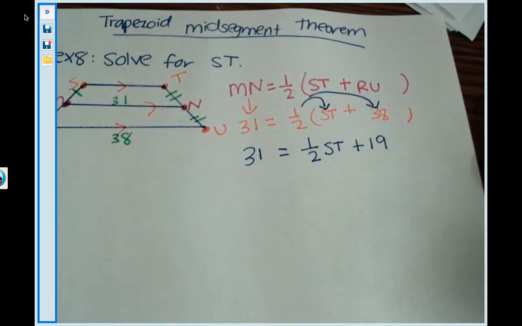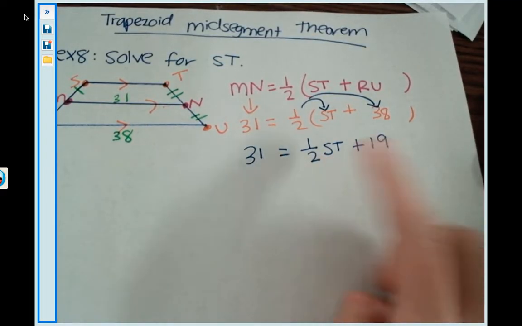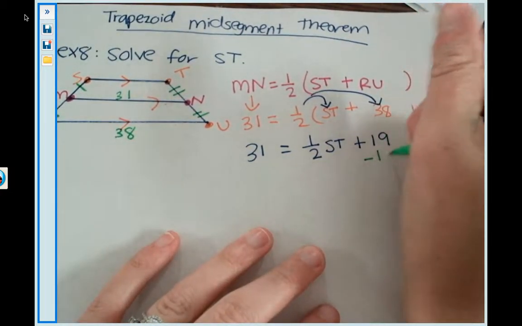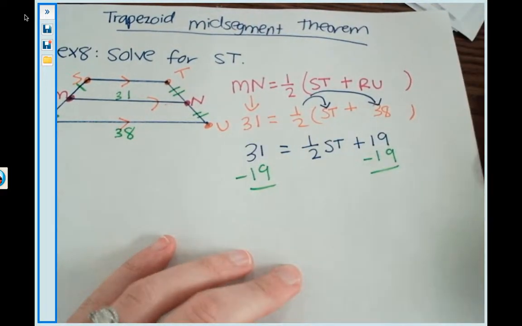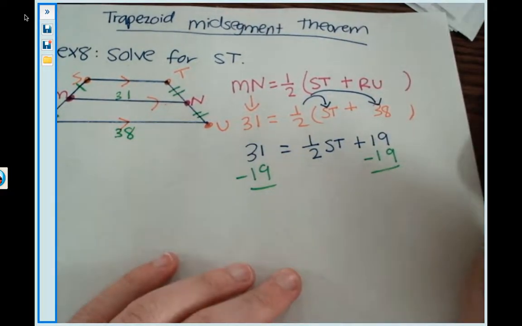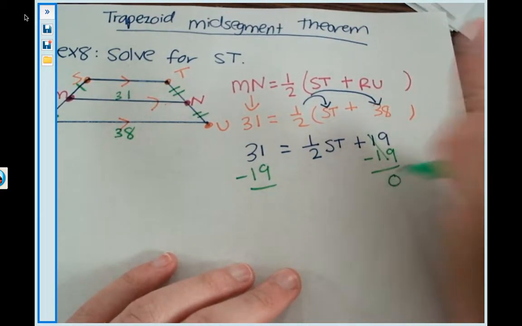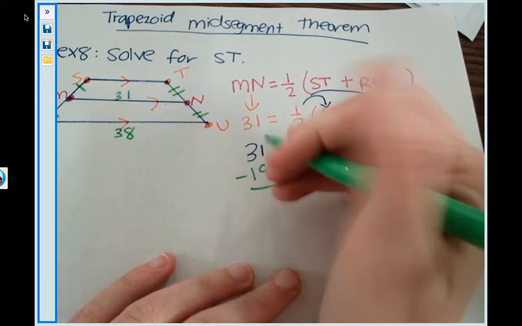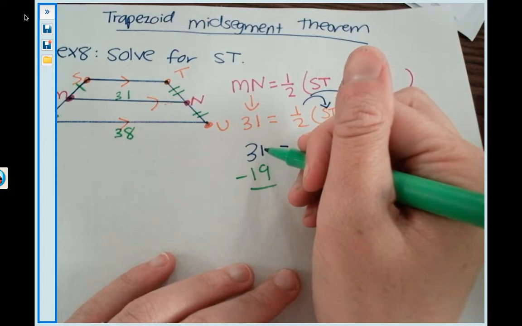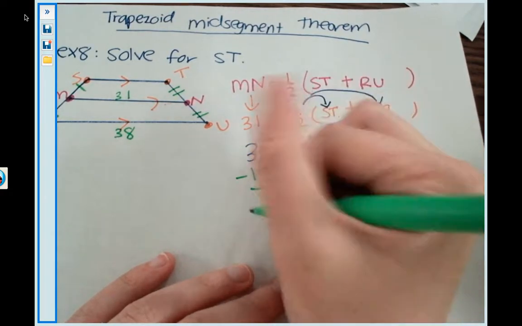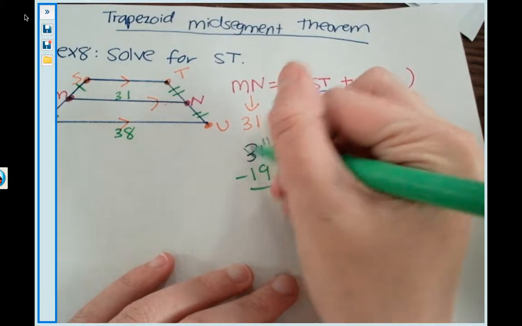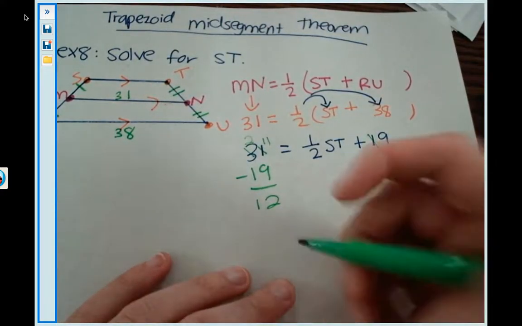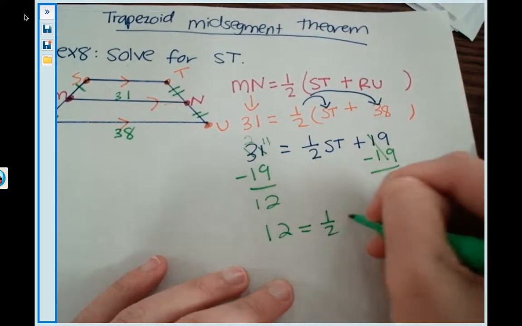Let's keep going. I need to get ST by itself. To move my 19 to the other side, the opposite of positive 19 is negative 19, so I'm going to subtract 19 from both sides. 19 minus 19 cancels out and turns to 0. 31 minus 19: 31 minus 20 is 11, so this should give me 12. I'll double check. Yep, all is right. So 12 equals 1/2 ST.